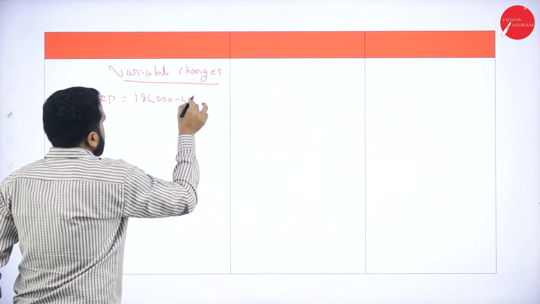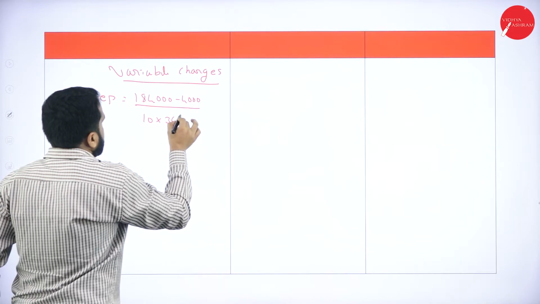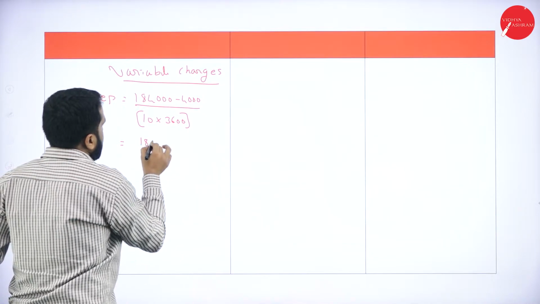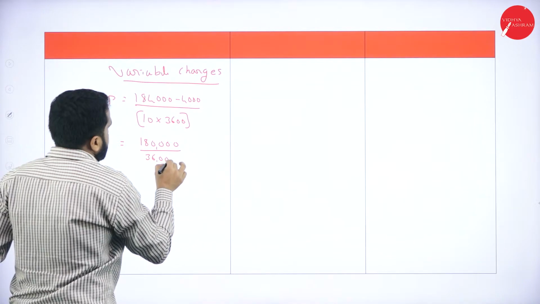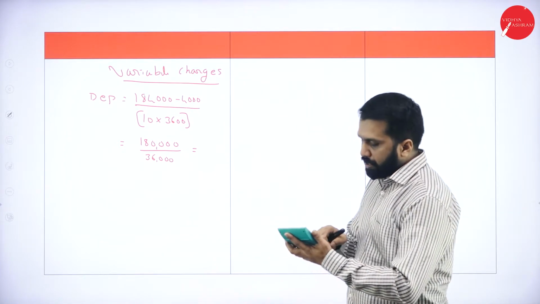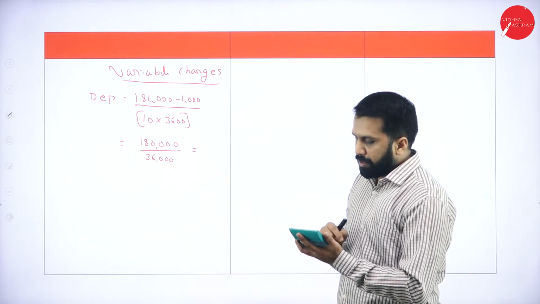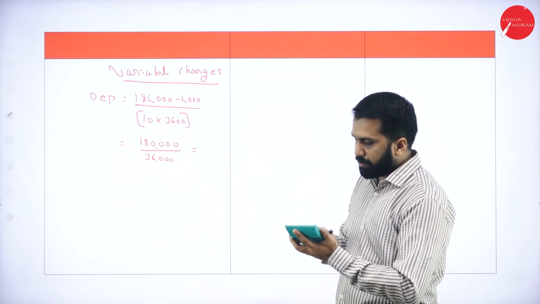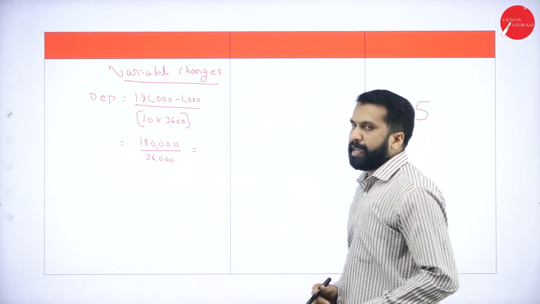1,84,000 minus 4,000, divided by 10 years into 3,600. What is your answer? Your answer is simple. 1,80,000 divided by 36,000. How much is your answer? I got 5 rupees. Again, I'll calculate. 1,80,000 divided by 36,000. I got 5 rupees.